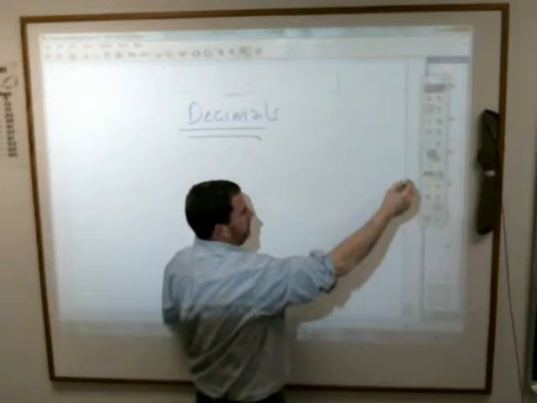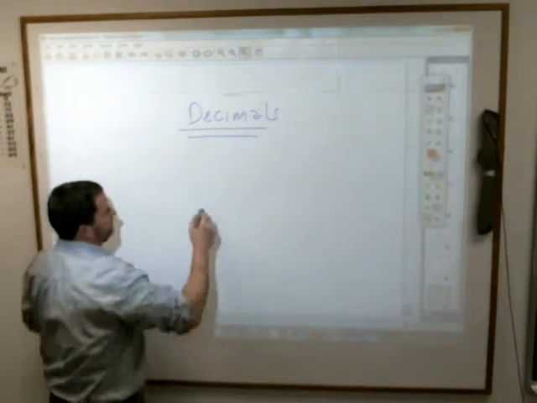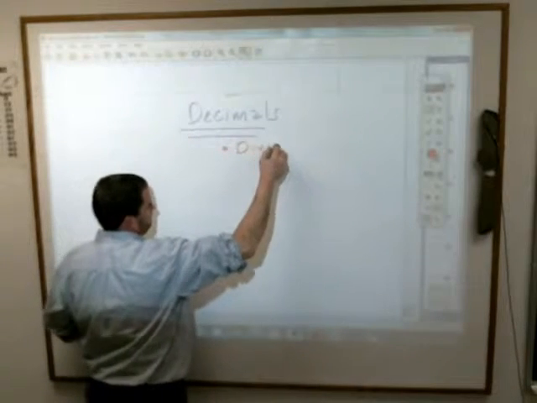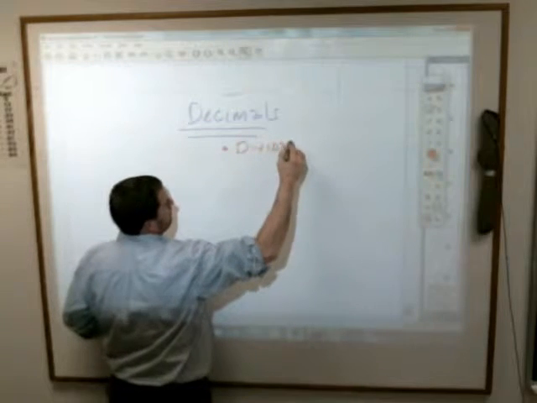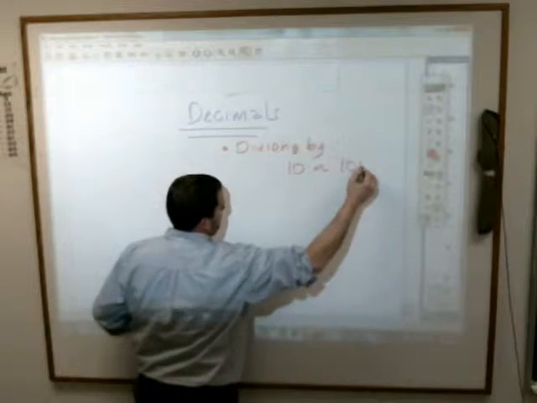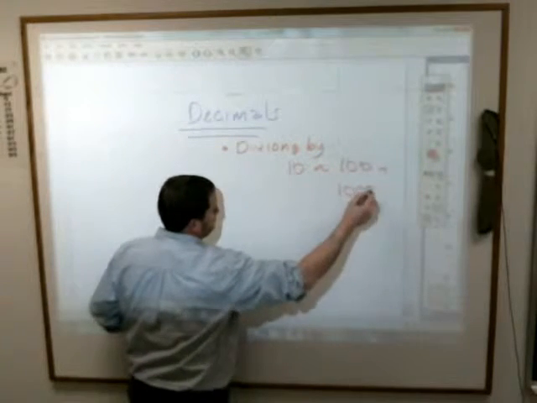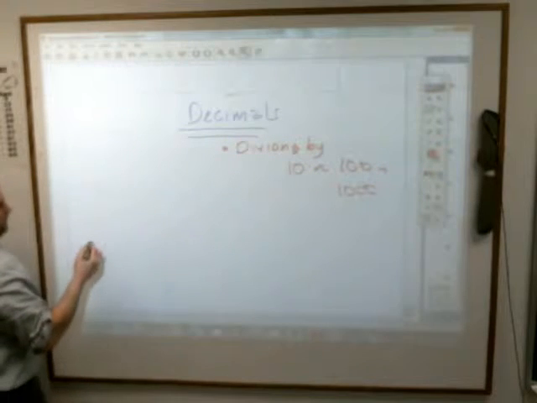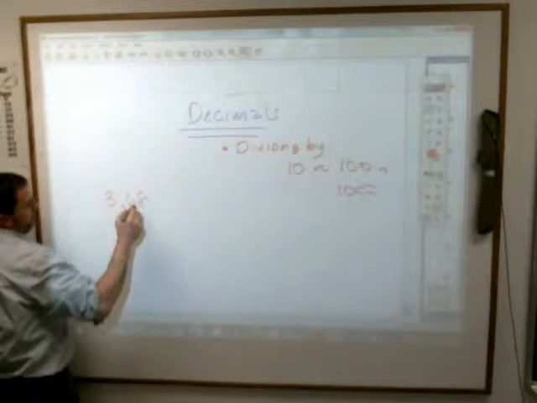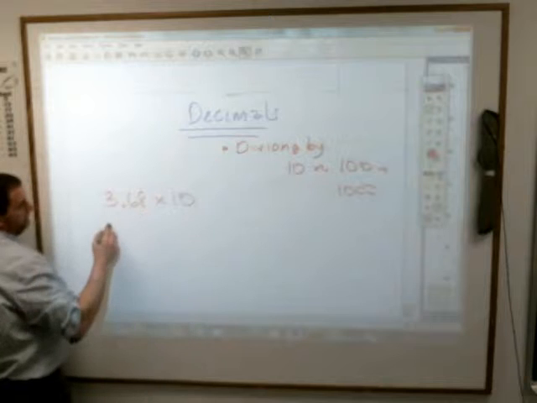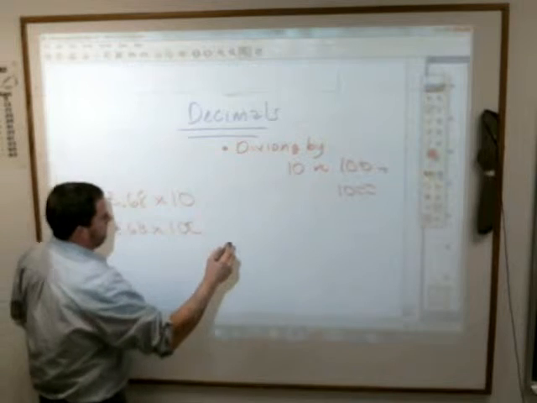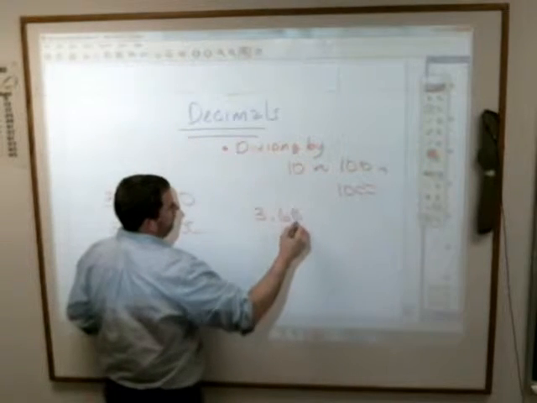I'm pretty sure we talked about this when we talked about multiplying by tens and hundreds. I threw it in there, I'm sure. This is dividing by 10 or 100 or 1,000. Write down these 4 problems.